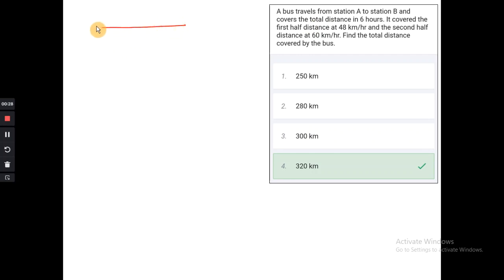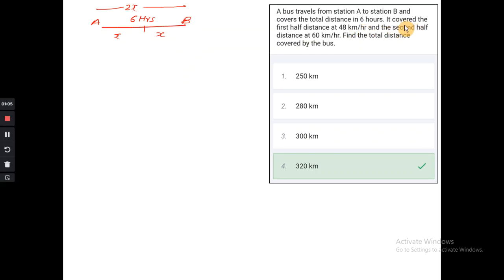Here are two points A and B. A bus travels from station A to station B and covers the total distance in 6 hours. So time is 6 hours. It covered the first half distance at first half. If we take x as a distance, or we can take 2x as the total distance, so the half distance will be x and this other half distance will also be x.